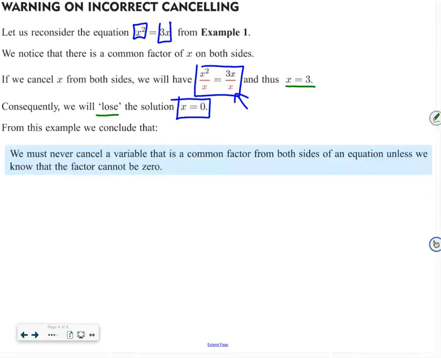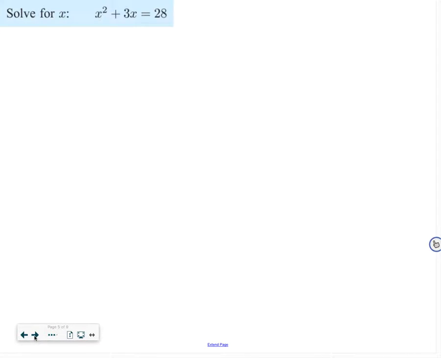So we must never cancel out a variable that is a common factor. So never divide by a variable, only by constants when solving quadratics. So let's look at another example here. So step number 1, get it equal to 0.